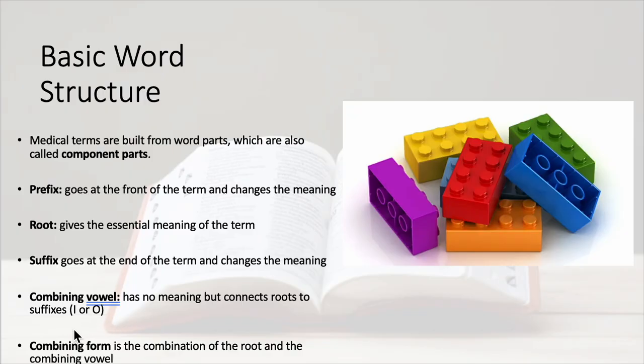So the combining vowel is most commonly an O. Think cardiology. We have the O after cardi, so the root is cardi. The O is the combining vowel, and logy is our suffix. So cardiology is referring to the study of the heart. And if we change the suffix, we could be talking about a medical specialist who studies the heart in the sense of a cardiologist. So suffixes change the context of kind of what we're talking about regarding that specific root.